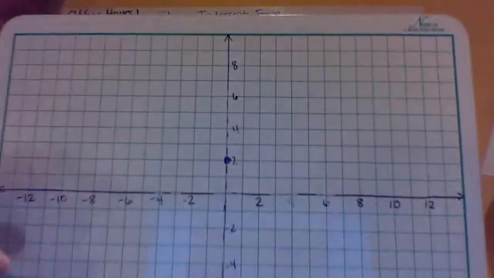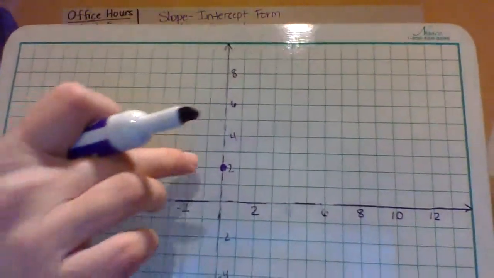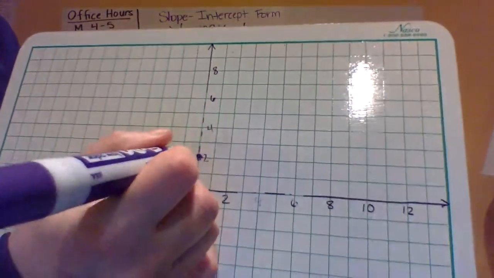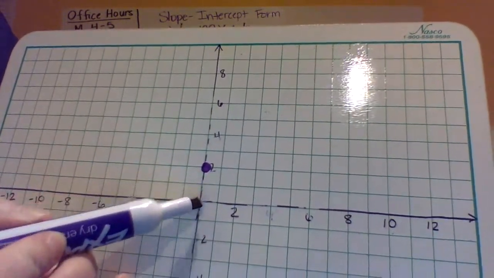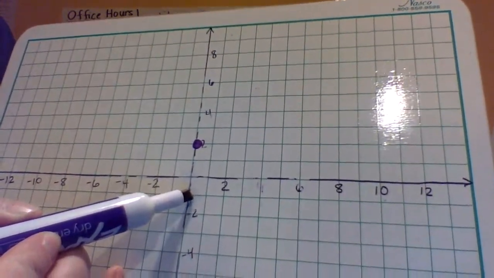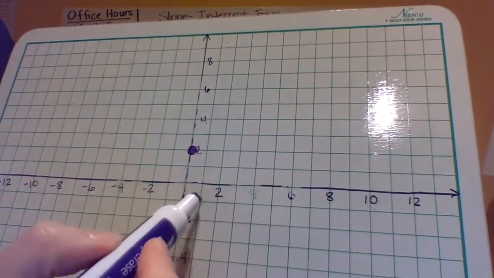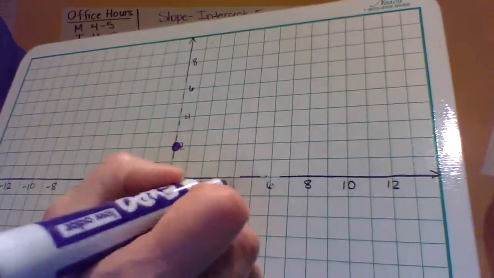So I start at this point, and my rise over run is down 3, so I go 1, 2, 3. And then my run is positive 4. 1, 2, 3, 4.